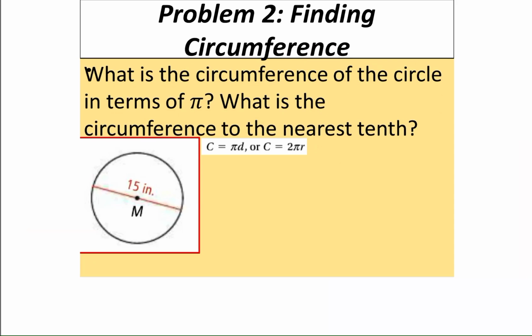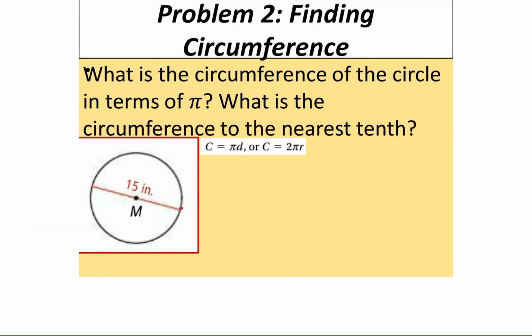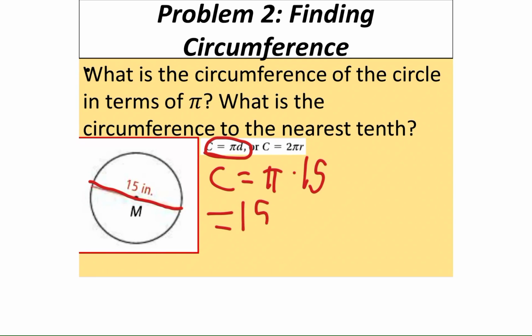So we want to know the circumference of this circle in terms of pi and to the nearest tenth. In this circle, we were given the diameter, so we're going to use that first formula, C equals pi times D. Instead of D, we're going to write 15. In terms of pi, you're just writing 15 pi. That's your answer in terms of pi.